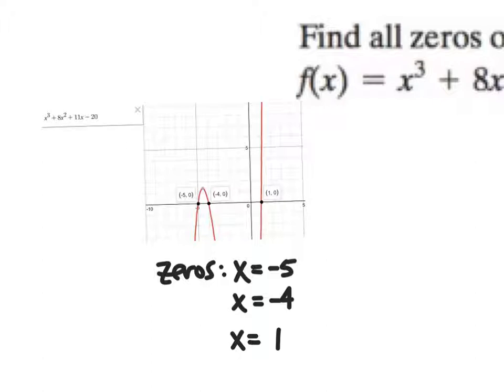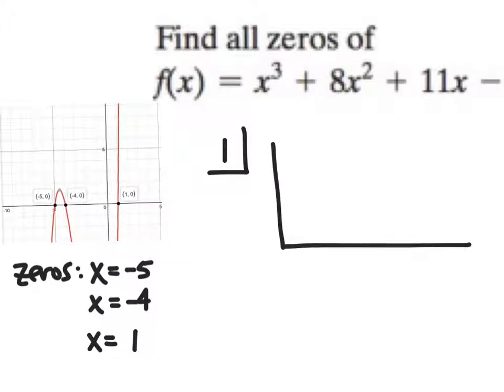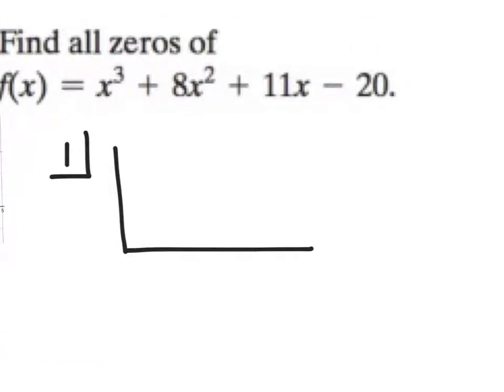What we want to do is use synthetic division. Because I know all 3 of these numbers, and they're nice and neat numbers, we can do synthetic division on any of them. The easiest one to do, in my opinion, is 1. So let's use 1 as our divisor. Here's what I got. I'm going to put in my coefficients here: 1, 8, 11, and then negative 20.